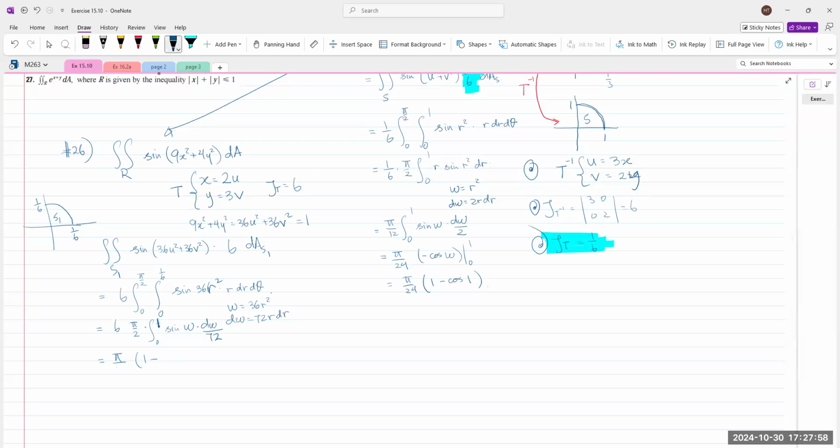Now I get what I want. Yeah, I copied it wrong. You know, like 2u being squared is 4u squared times 9 gives us the 36, right? Okay, so 1 minus cosine 1, as we wanted earlier.